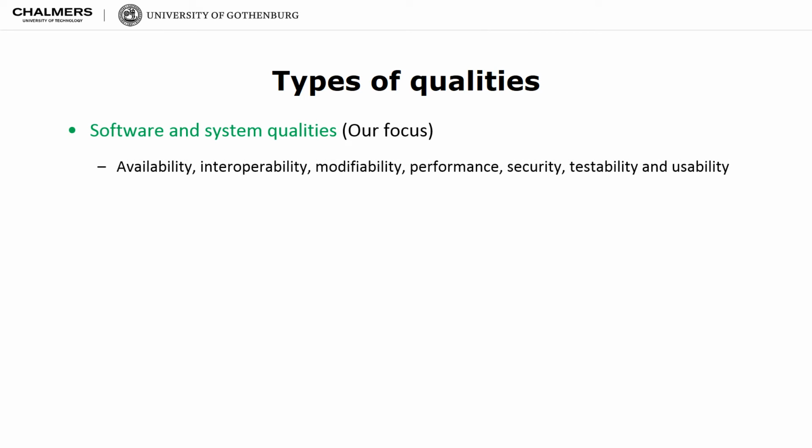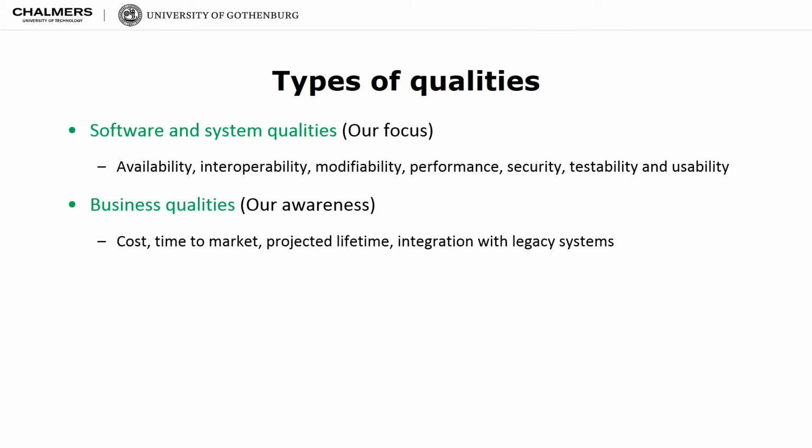We will examine three classes and they are listed according to their importance in this course. A good deal of attention is given to software and system qualities, like for instance performance, availability, security, and so on. They will be covered in detail in the next slides. It is also important to be aware of the existence of business qualities, such as cost and time to market. These qualities are also directly affected by the architecture, although they are not about the software product itself.